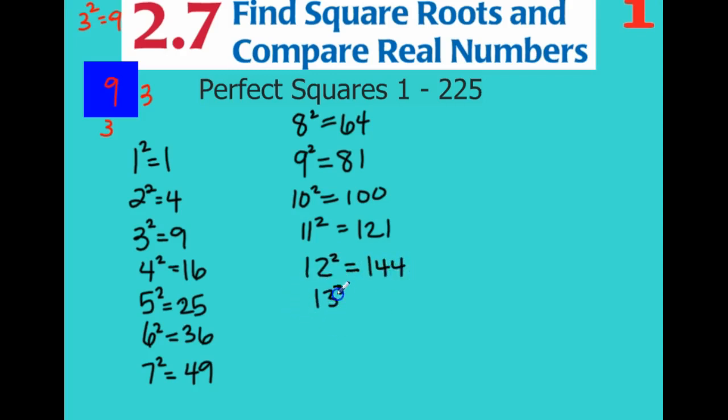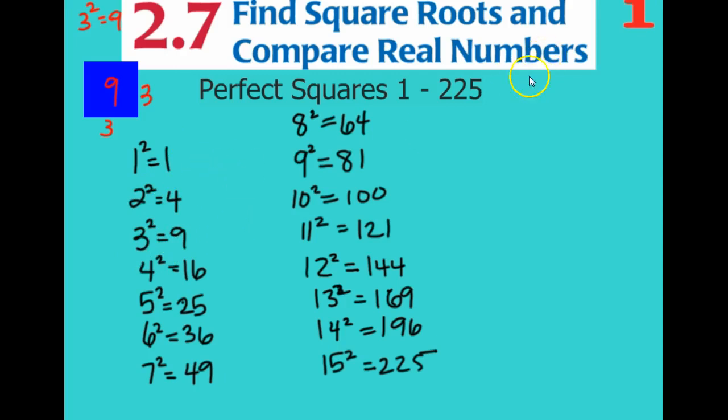13 times 13, or 13 squared, this one's a little tricky, it's 169. 14 times 14 is going to give us 196. These ones get a little bit tricky down here. And last, 15 squared, or 15 times 15, is 225. So these are what are called our perfect squares, because 2 of the same number would make a square. 2 times 2 is 4, 3 times 3 is 9, and so on.